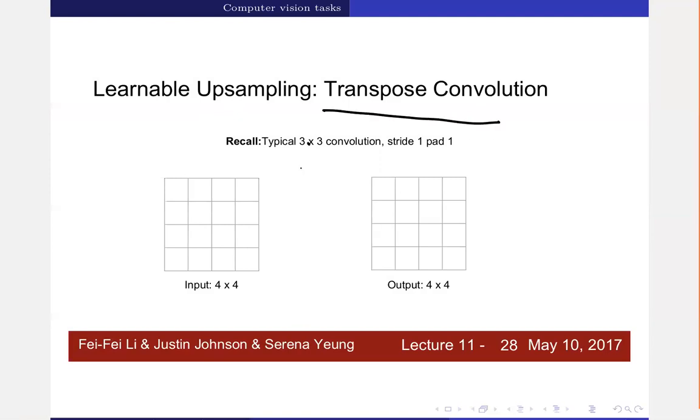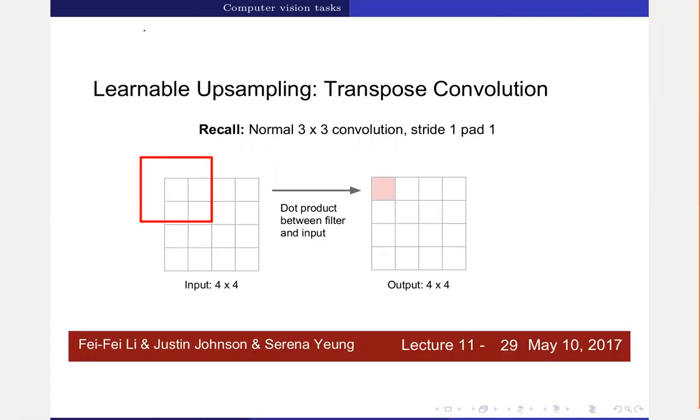If you think of convolution as a matrix multiplication of the input, then the transpose convolution can be mathematically written as multiplying by the transpose of that matrix. Therefore, it gives this name, transpose convolution. But intuitively, it's very simple.